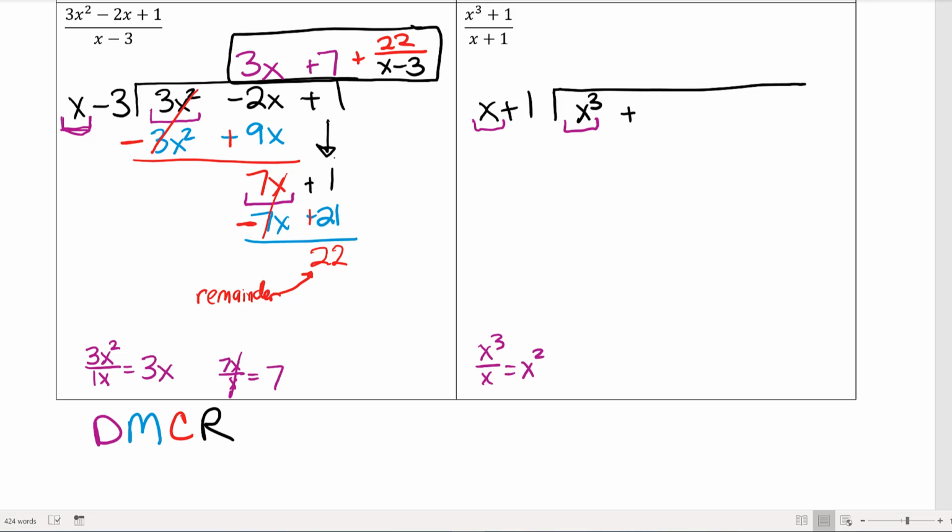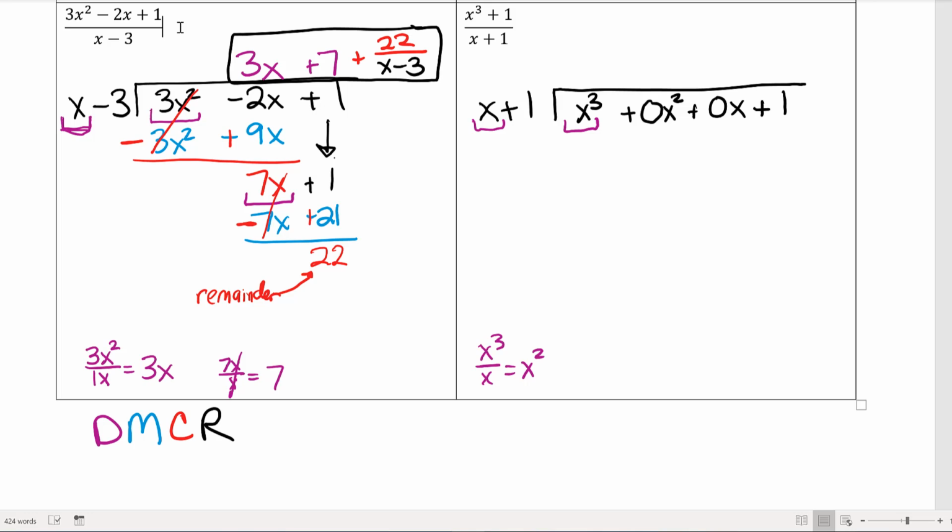So going back to the original setup, instead of writing the plus 1 here, what I'm going to do is add a 0 for the x squared column, because no x squareds is the same thing as not having any at all. And I'm also going to put a plus 0x, and then I can put my number 1.